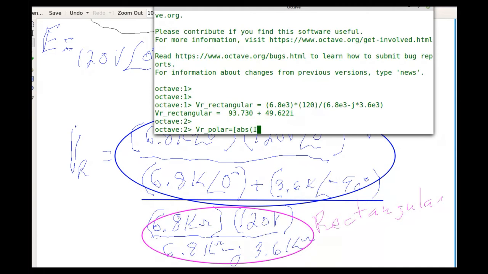All right, so we take the absolute value of the VR rectangular. And one thing nice about this software is, I wrote out this name really long, this rectangular. If I just type part of it and hit the tab key, if there's only one match, it'll fill it out for me. Okay, so it saves some typing there.